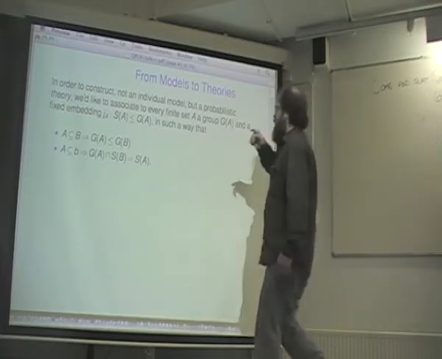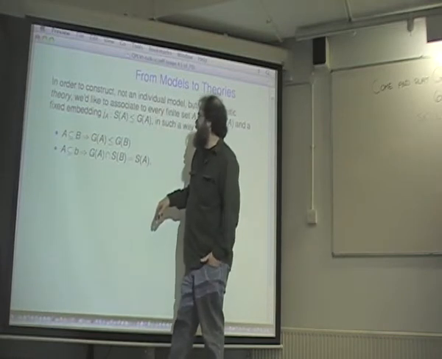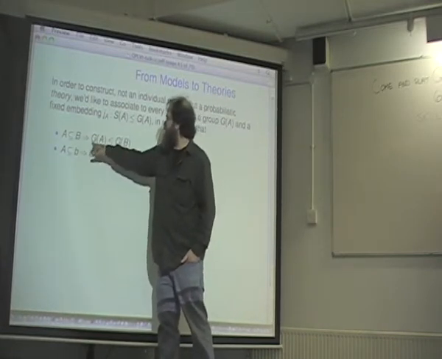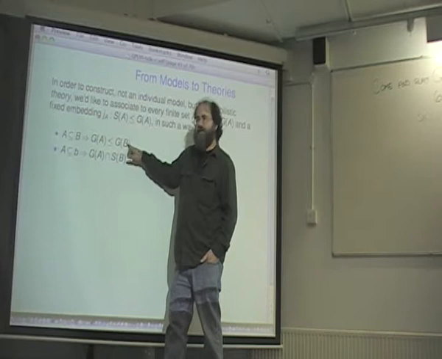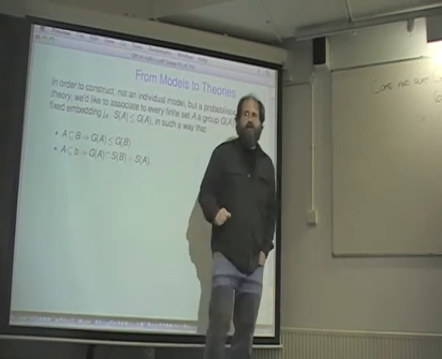If A is contained in B, it would make sense to take the intersection of G of A with the image of S of B inside G of B, and we'd like that to be just S of A again.